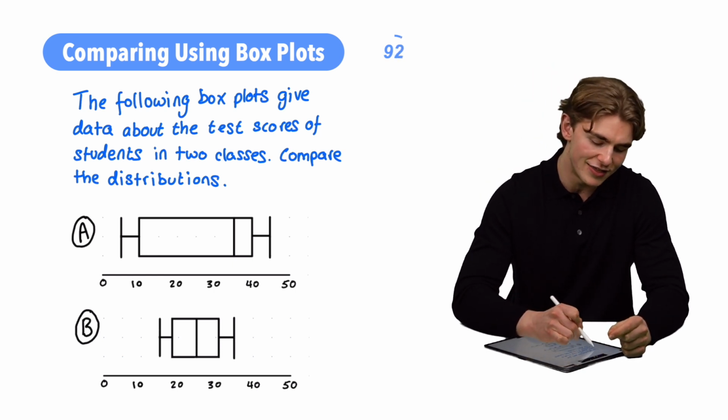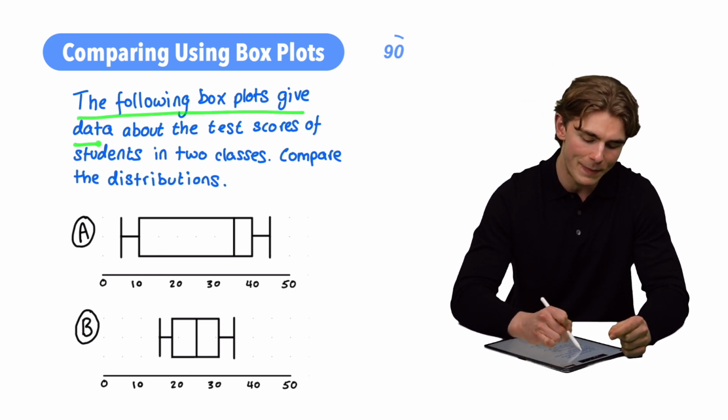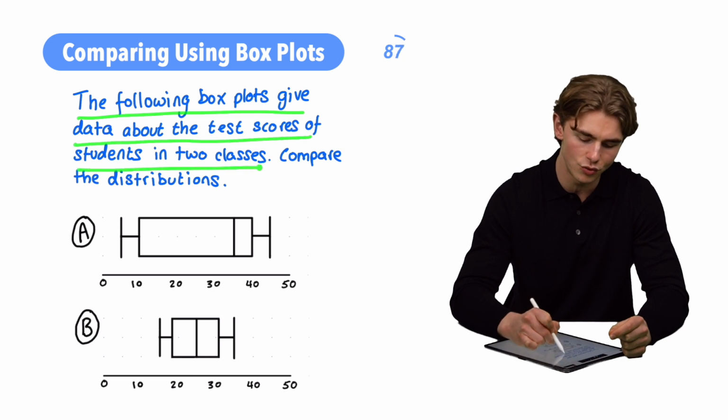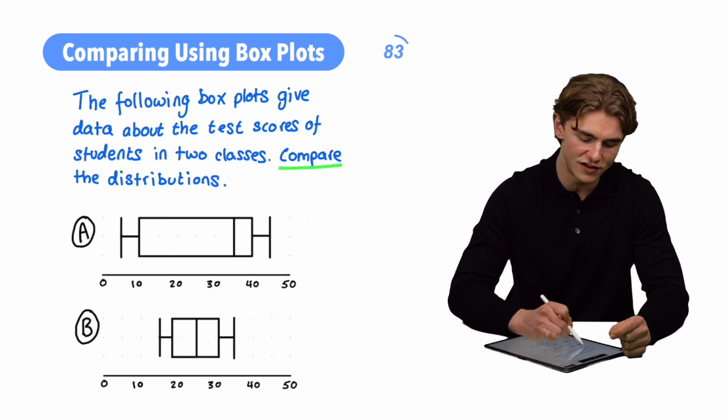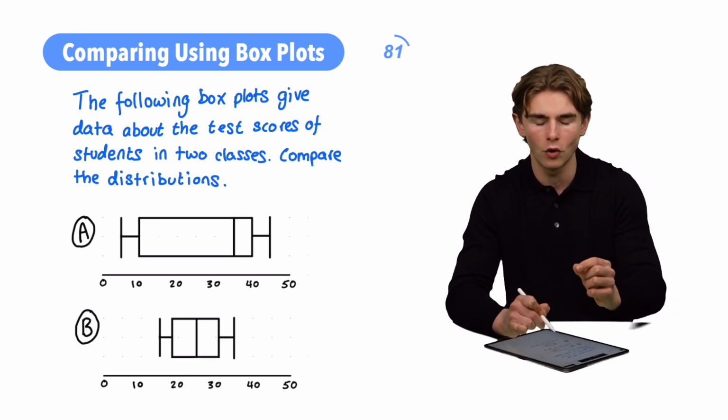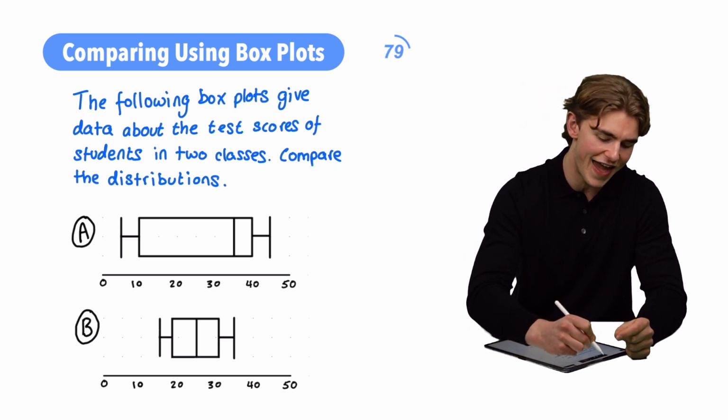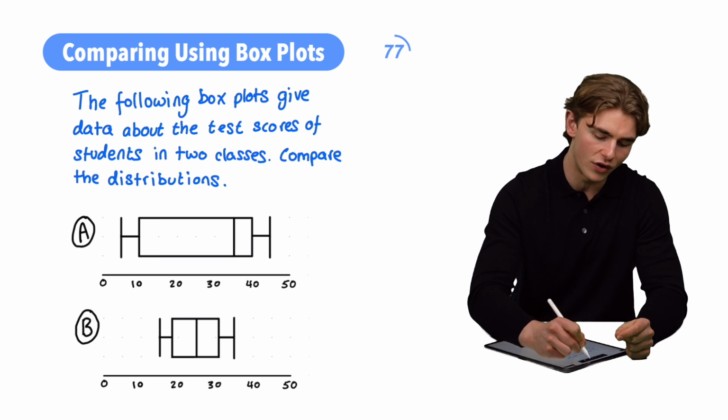This question says that the following box plot gives data about the test scores of students in two classes. We have class A and class B, and then it asks us to compare the two distributions. What are we going to say? Well, first of all, we're going to say that the score in class A is higher on average. And how do we know that?